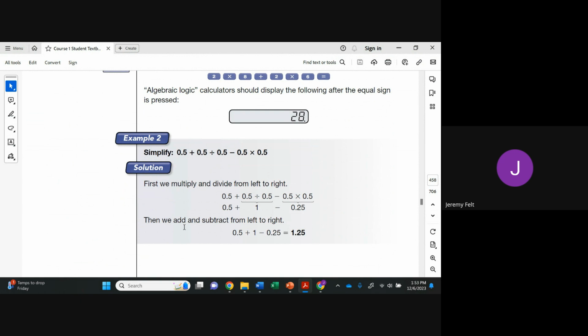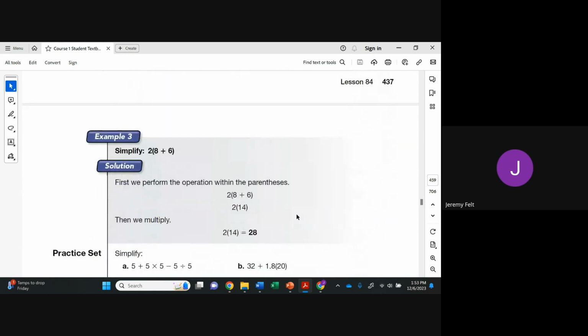Example 2, I have 0.5 plus 0.5 divided by 0.5 minus 0.5 times 0.5. So a bunch of the same numbers. I got to do division and multiplication before I add or subtract. So 0.5 divided by 0.5 is just 1. Any number divided by itself is 1. 0.5 times 0.5 is 0.25. Okay, so I have 0.5 plus 1 minus 0.25. I perform that. It's addition and subtraction, so just work left to right. I get 1.25.